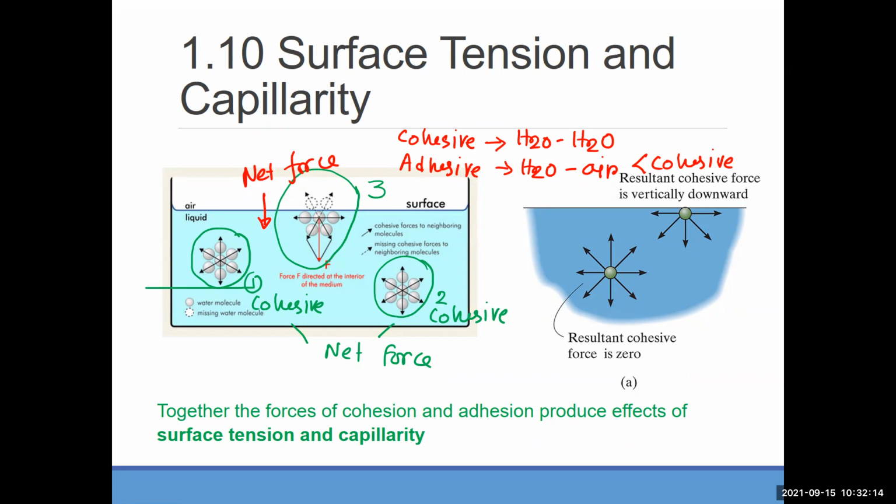Okay. And because of surface tension, maybe you saw some videos where insects can walk on the water. That is because of surface tension. Also, you will see the raindrop is circular because of the surface tension. Okay. So that is basically the surface tension.